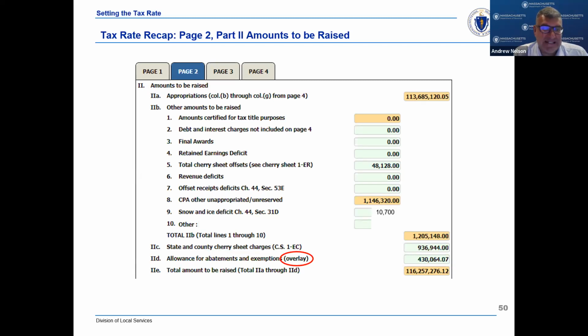Then we have the state and county cherry sheet charges. These are monies that the state charges you. They come on the opposite side of the cherry sheet. The cherry sheets provide money to you, but there are also some things they charge you for. I will show you one of those forms in a minute, and we'll go over the charges.